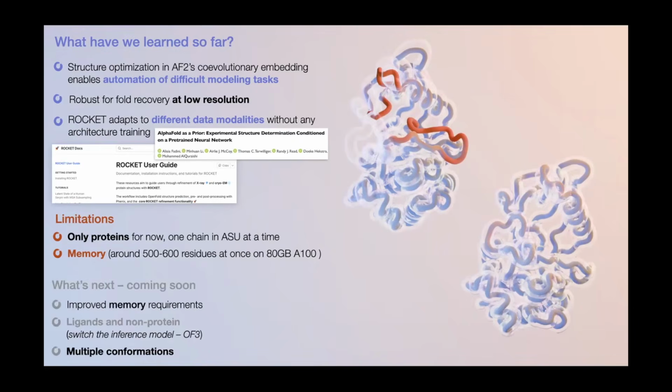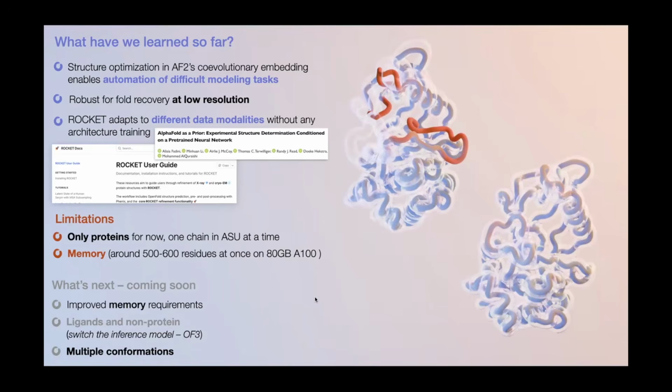So what are we hoping to work on soon? Our first work is on improved memory requirements, and we're collaborating with a team on that to make the process less compute and time intensive. We'll start extending this to the AlphaFold 3 architecture, so that we'll be able to handle ligands and non-proteins. Eventually, and probably in a little bit, we'll also try to tackle multiple conformations. Again, we can answer more questions about this later.